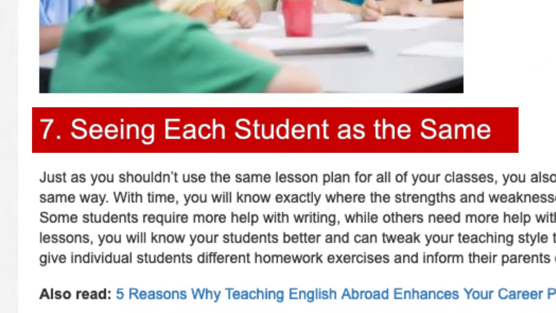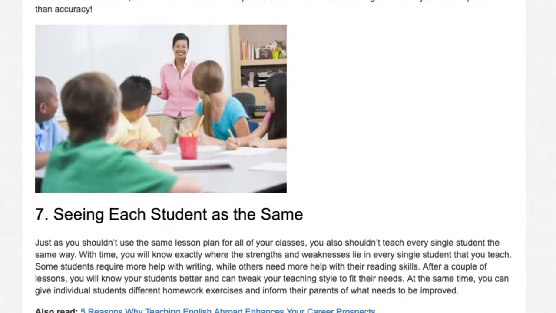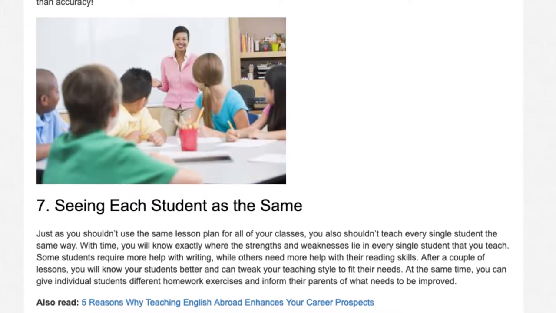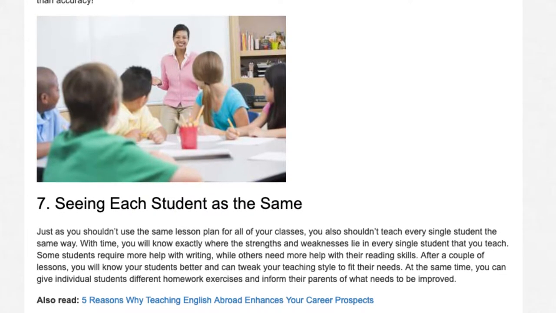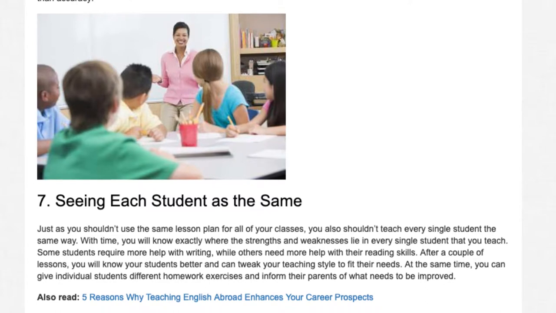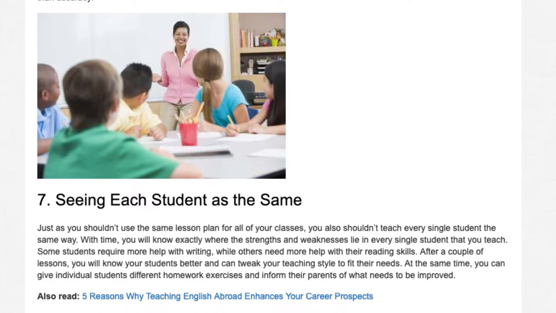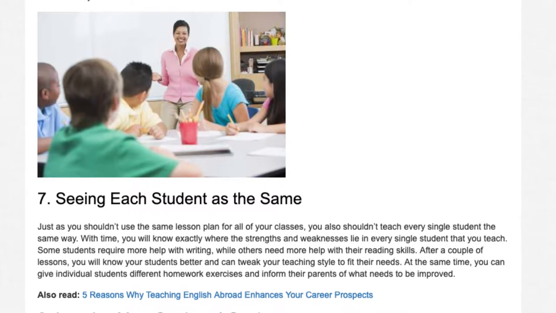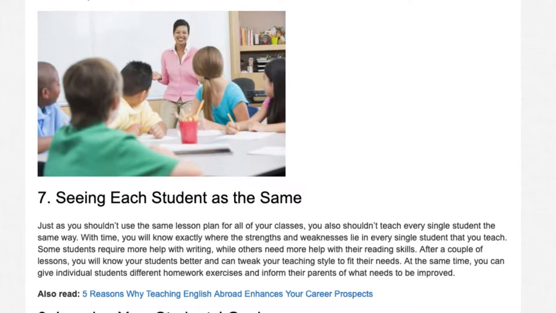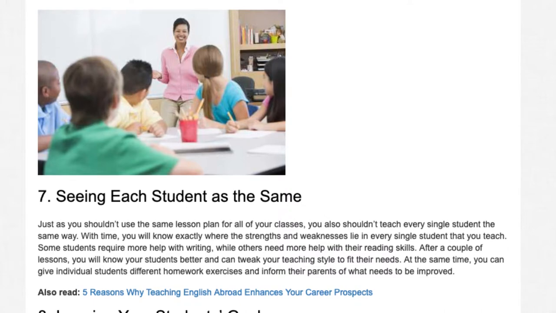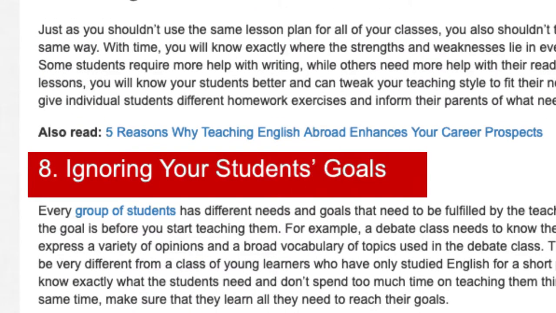7. Seeing each student as the same. Just as you shouldn't use the same lesson plan for all of your classes, you also shouldn't teach every single student the same way. With time, you will know exactly where the strengths and weaknesses lie in every single student that you teach. Some students require more help with writing, while others need more help with their reading skills. After a couple of lessons, you will know your students better and can tweak your teaching style to fit their needs. At the same time, you can give individual students different homework exercises and inform their parents of what needs to be improved.